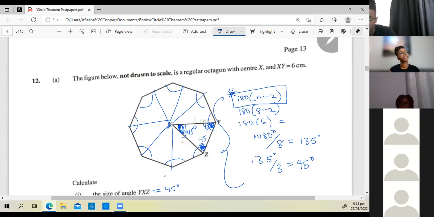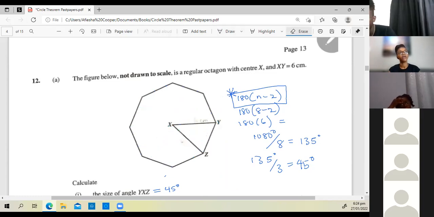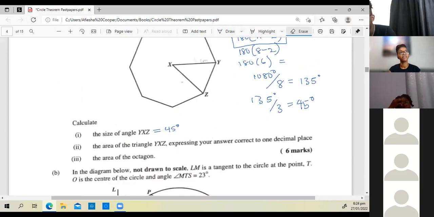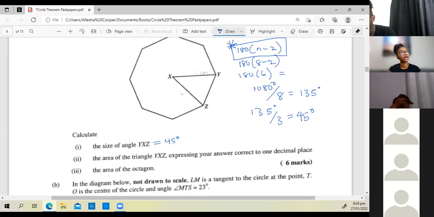Miss, since we have two sides and the angle between them, we could use area equals a half AB sine theta. All right, nice. Because XY is equal to 6 centimeters, which is the radius, we know that XC will also be equal to 6 centimeters. And we can use that formula, a half AB sine C. So a half by 6 squared sine 45 degrees. How much is that?